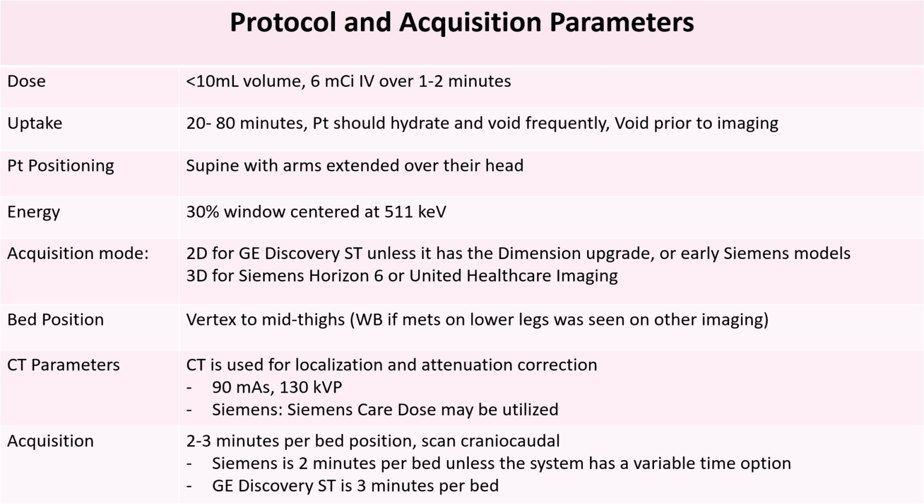Now for Siemens, you'll scan them in 3D mode, and for United Healthcare Imaging, that will be recommended for 3D mode also. And then bed position and scan parameters are the same. If you're doing CT for attenuation correction on the Siemens camera, the Siemens CARE Dose may be utilized. And then for Siemens, it's about 2 minutes per bed position, unless the system has a variable time option. United Healthcare Imaging may be the same. You will want to reach out to your provider and make sure you're following their recommended guidelines for imaging.